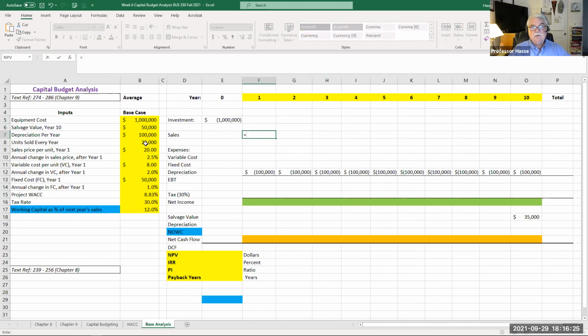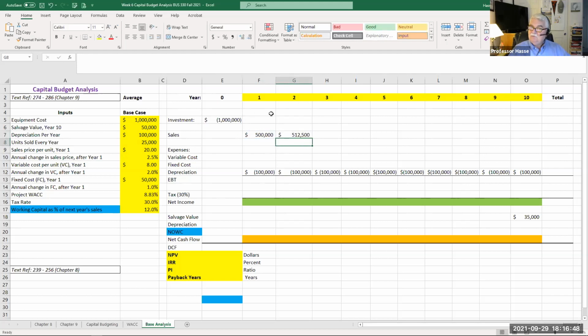So we'll put our units. Thank you, Dustin. There we go. Okay. Now we're going to take that and multiply it times 1.025, which is 2.5%. And we get $512,500. And now we know that our inflation rate every year is 2.5%.